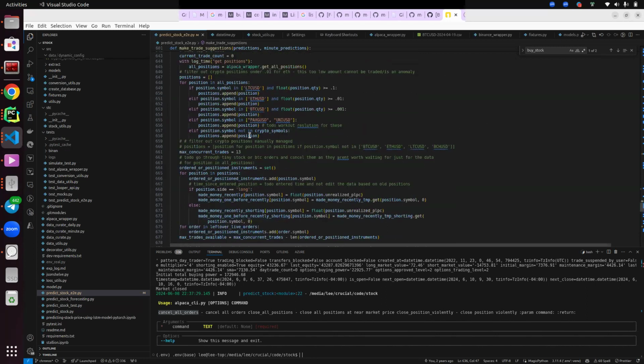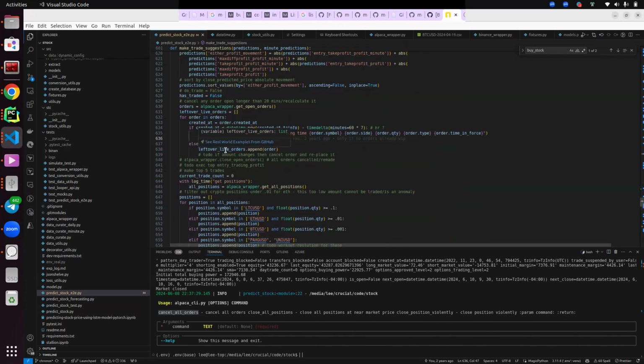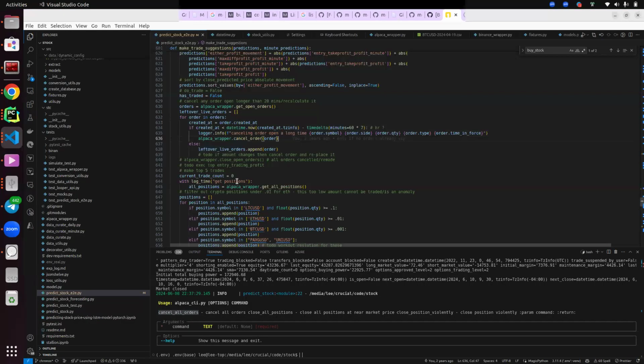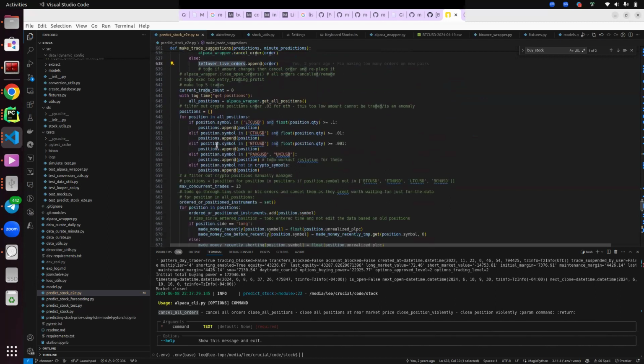So yeah, I need to figure out how this should be. I need to really make sure that it knows they've been open for too long and that it needs to cancel them. So yeah, that's one of those positions.